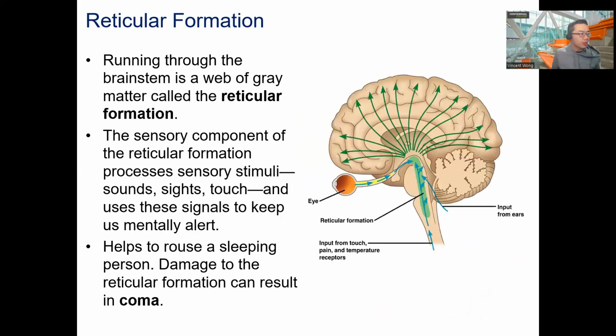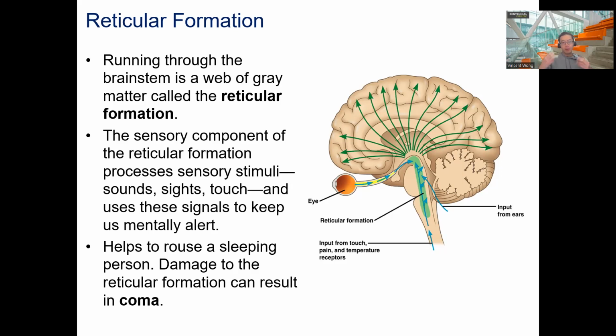Okay, we have another structure here called the reticular formation. The reticular formation is a web of gray matter that continuously sends sensory signals to all the parts of the cerebrum, and it uses these sensory stimuli to keep us mentally alert.